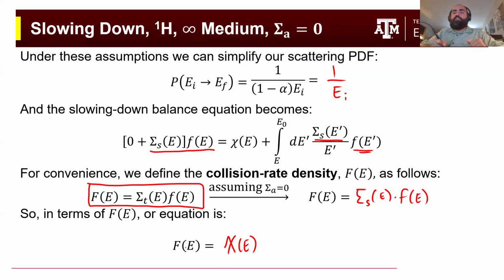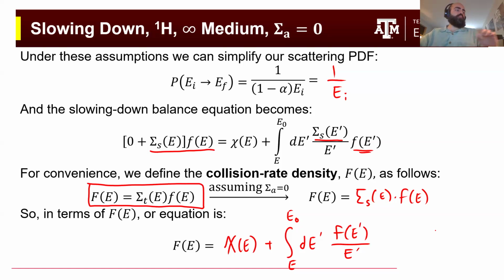The left side becomes the collision rate density. And then here, we're still integrating. So we still are integrating from E to E sub 0. The integration is still with respect to dE prime. And now we're just going to have F of that E prime over E prime. So that's what the slowing down equation becomes if we assume that it's an S-wave scatterer, and that the total cross-section is basically just the scattering cross-section.